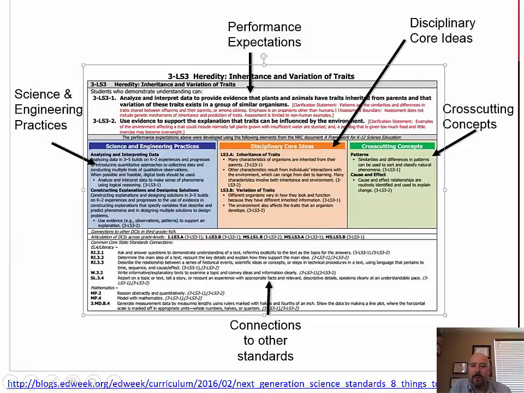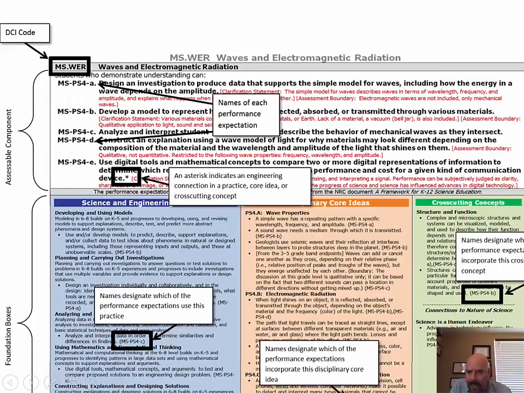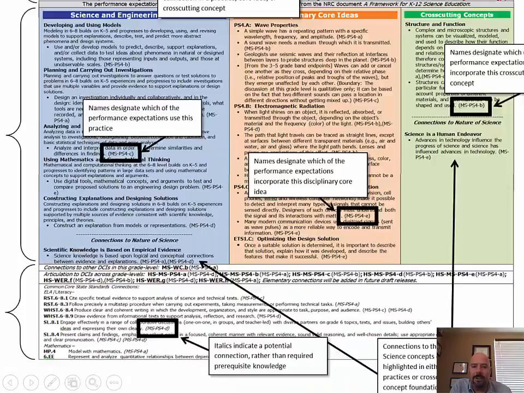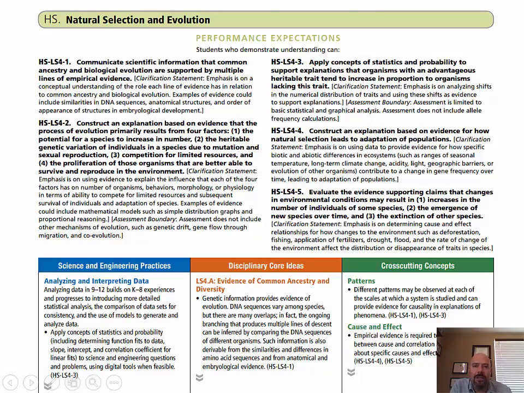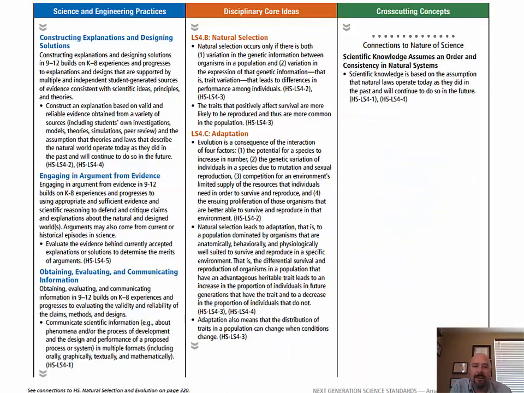Let me try to give you an example. There are a couple of other slides here that you can quickly look at that will give you a little bit of additional detail. I want to look at a specific example, looking at a high school science standard.